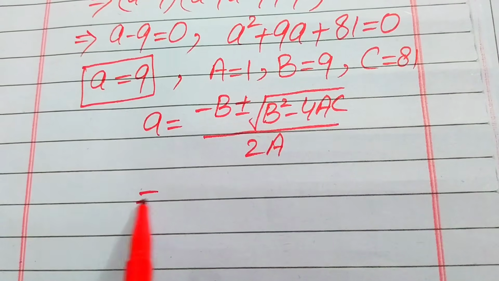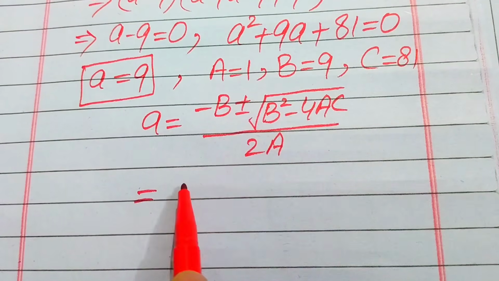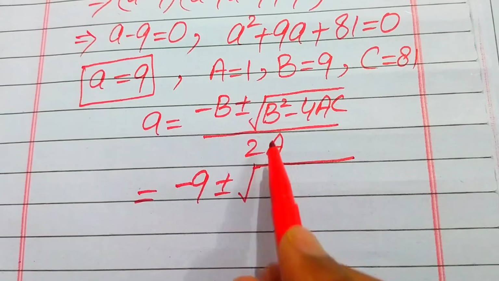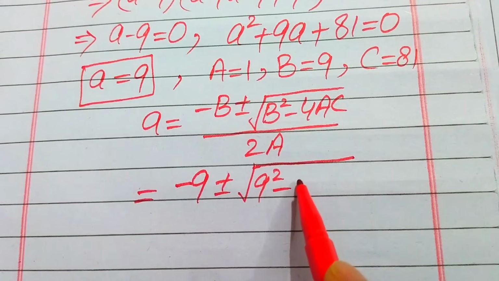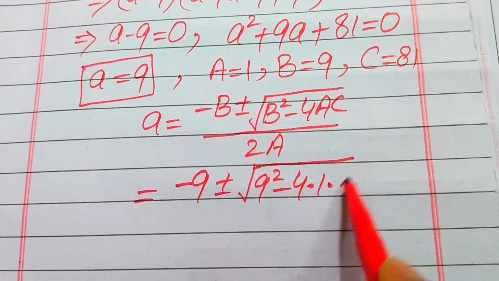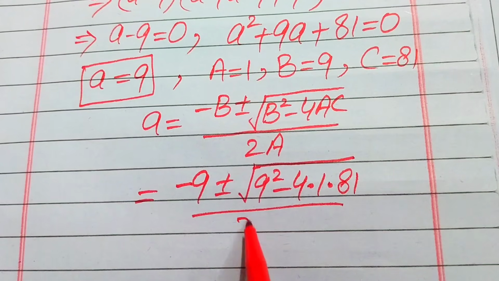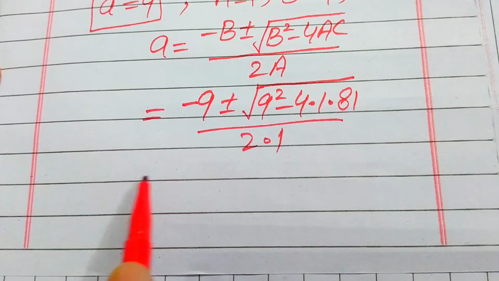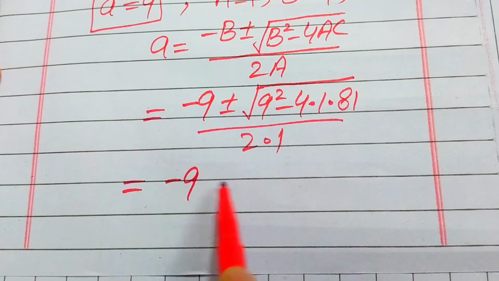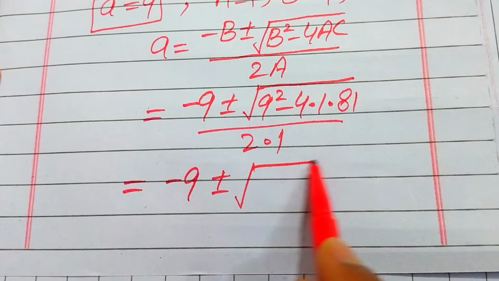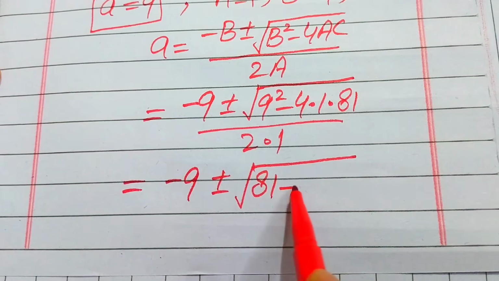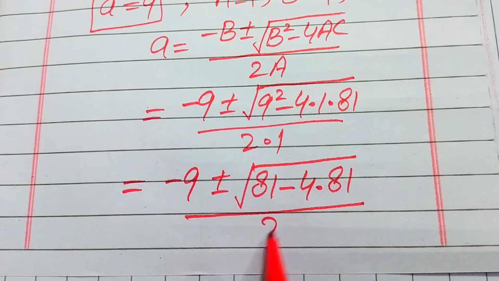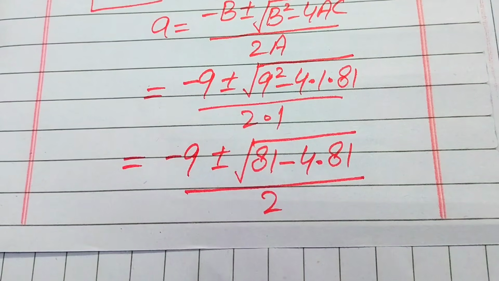This is our nice quadratic formula, and here we substitute all the values of a, b, and c, and it will be written as minus 9 plus minus square root of b squared, so b is 9 squared, minus 4 times a, which is 1, and c is 81, divided by 2 times a, and here our a equals 1. Further in the next step we have minus 9 plus minus square root of 9 squared, which becomes 81, minus 4 times 81, divided by 2 times 1, equals 2.